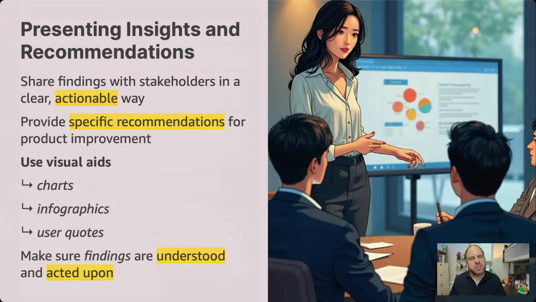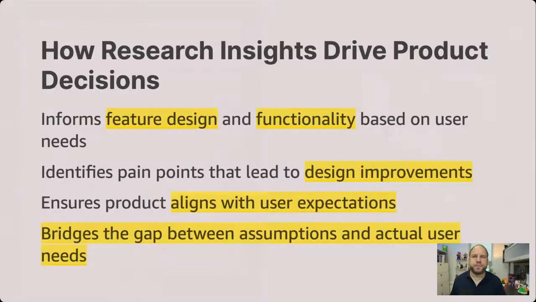So effective presentation is really the key here, but you want to really make sure that your findings are understood and that they're acted upon, that you give people ways to take action. And for that, of course, you can use visual aids, charts, infographics, user quotes. They can all help you in making the data more compelling and more accessible to the people. Okay, so all of that to understand how do user research insights actually drive product decisions.